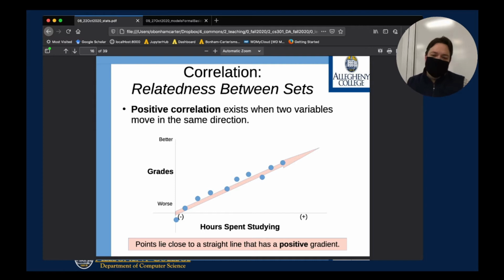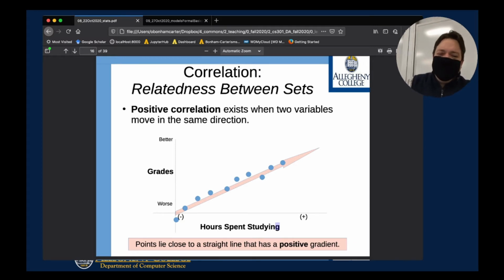I might find, for instance, that as the values of x are low, as I spend maybe half an hour to an hour studying for a test, my grade isn't that high. But the more time I spend, as I get to this end over here, the higher my grades are in general for the tests that I'm taking here.